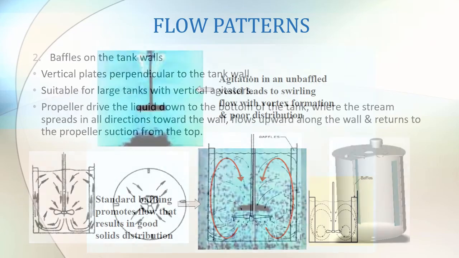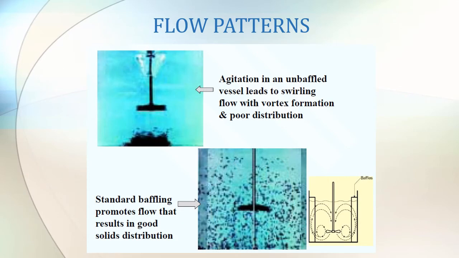This is how a very large vessel will look without any baffles. You can see here, because of the formation of vortex, the solid is actually at the bottom and there is poor distribution of the solid. If we add the baffles here, you can see that the standard baffling parameter promotes flow that results in good solid distribution. You can see here the difference between without baffle and having baffles.